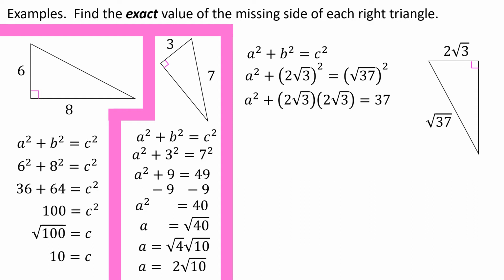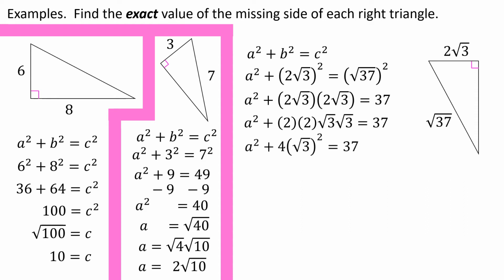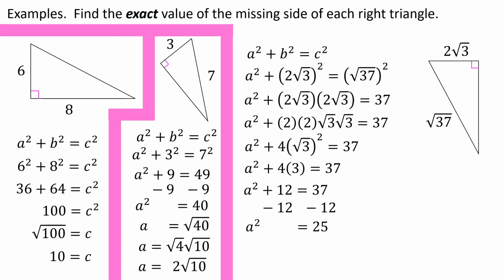Because I multiply by myself, I have to have a 2 times a 2, and then I also have to have a root 3 times a root 3. And of course that root 3 squared will become a 3. And at long last we see that it has a value of 12. Of course that means I need to subtract 12 from each side. A squared has to be 25. Square root, how lucky can you get? It came out to be just plain old 5.